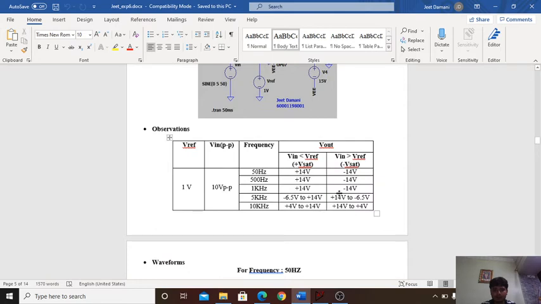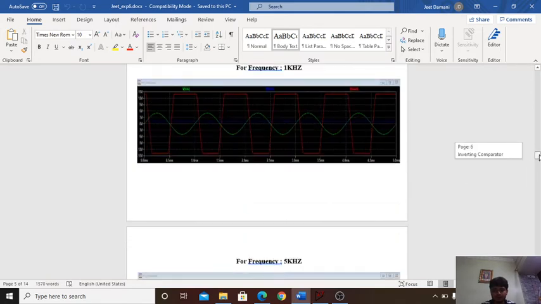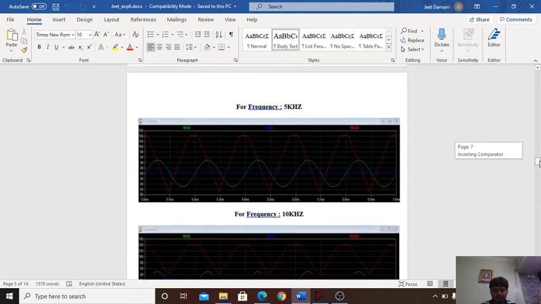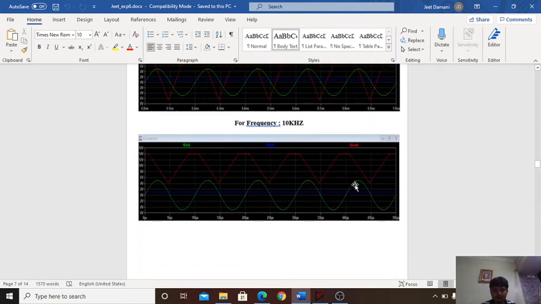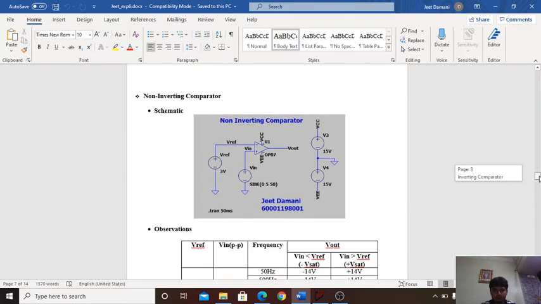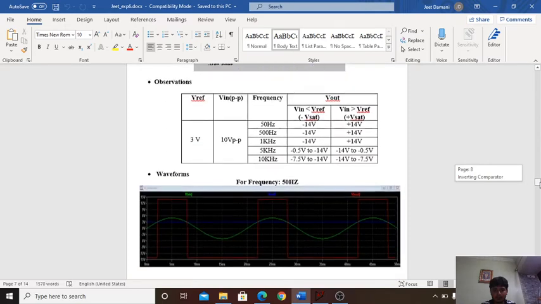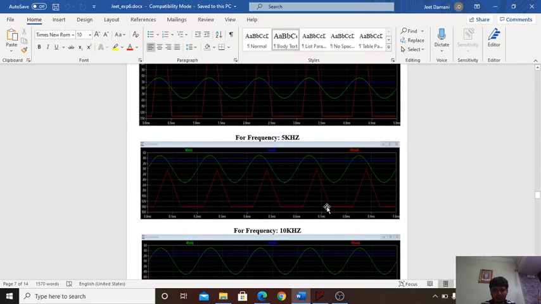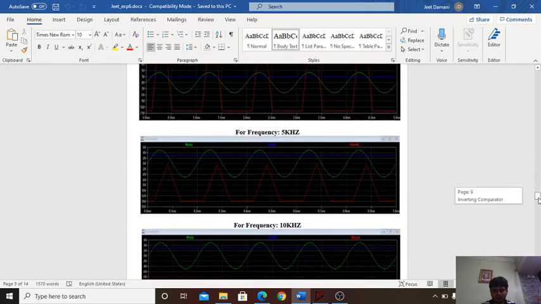So we have seen that for higher frequencies there is distortion. As the frequency increases, the output voltage gets distorted. Similarly for the non-inverting comparator, as we have seen, for the higher frequencies the output is distorted.